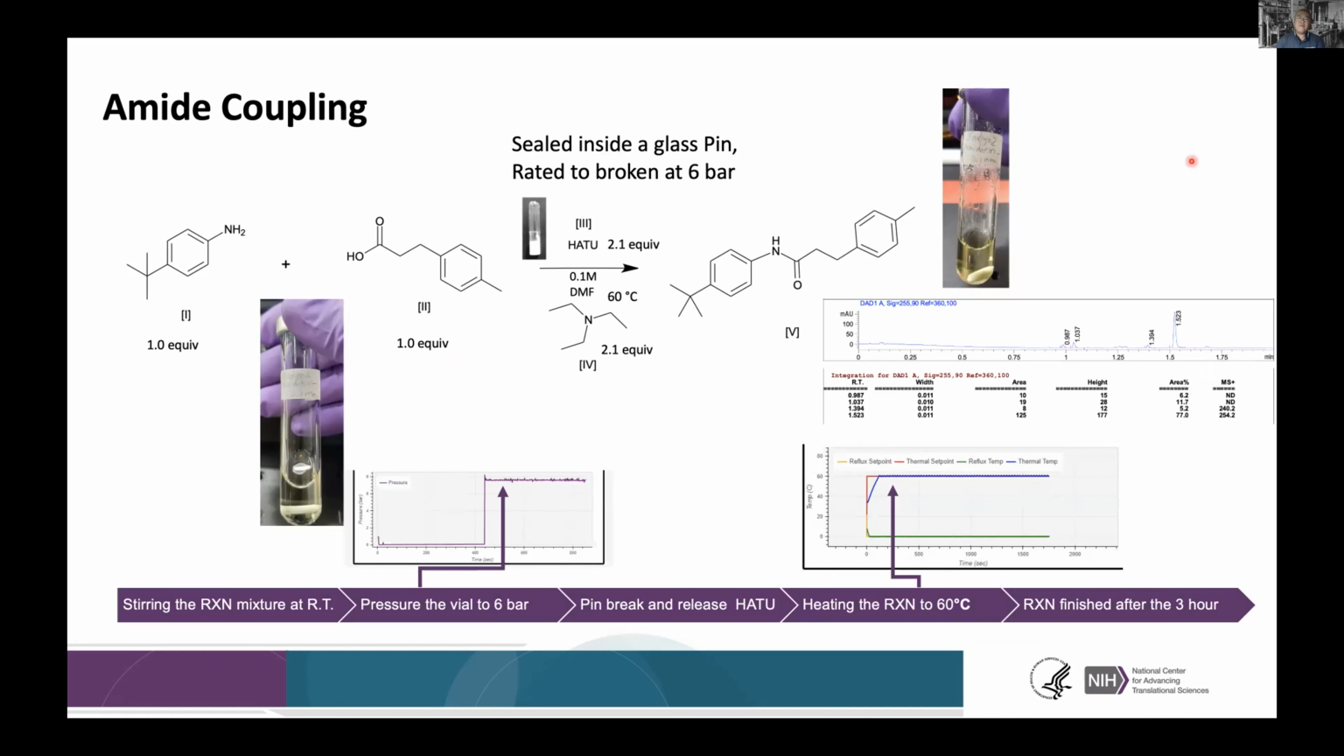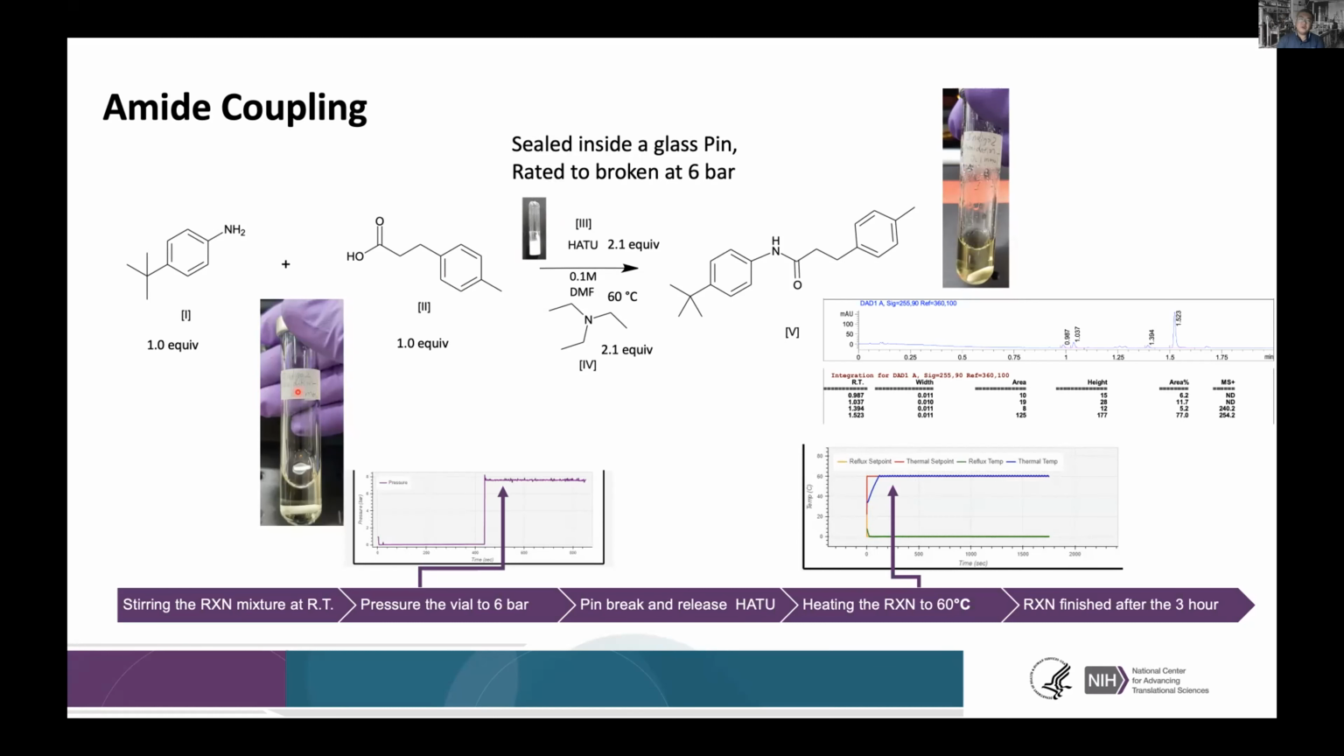We make the pin first, as shown here. It's also in this ambient pin. And we load the other things like the AMI, the acid, the base, and DMF, all in this vial. And then we just load this one into the microwave vial. After that, we're just loading everything into our reactor. From there, we're going to run our recipes.